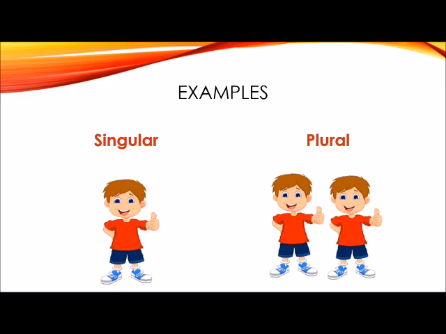In first picture, there is a boy. When we talk about a boy, we use the word singular. But when we talk about more than one boys, we use the word plural. Plural means many. To make it plural, we add s at the end of the singular word. The word boy becomes boys. One boy. Two boys. Easy peasy. All we have to do is add s at the end to make them plural.